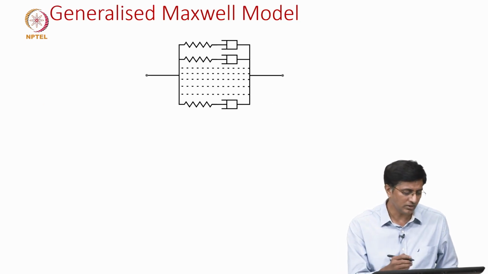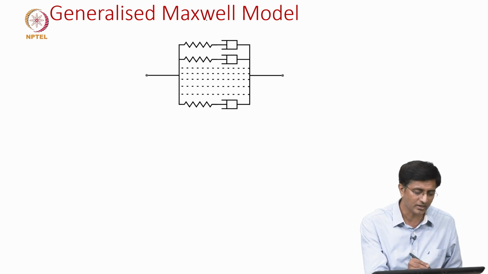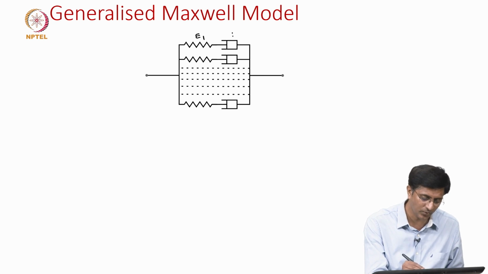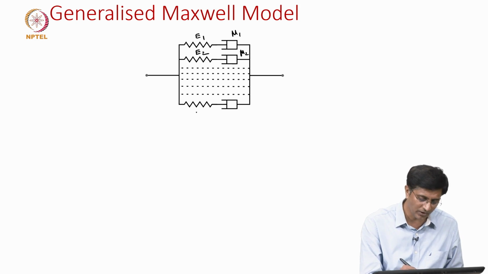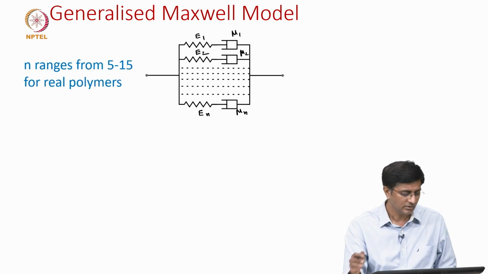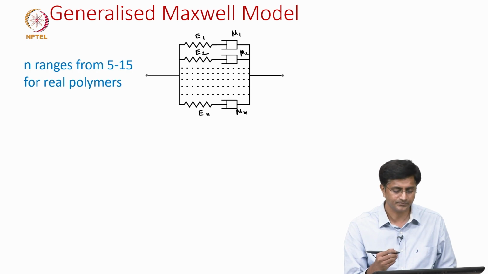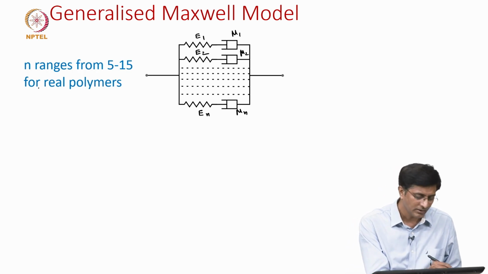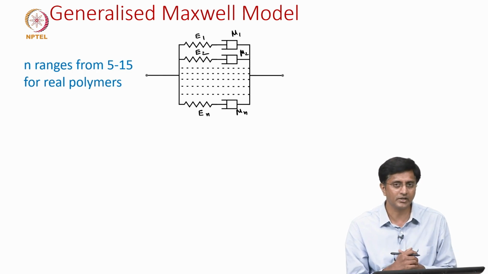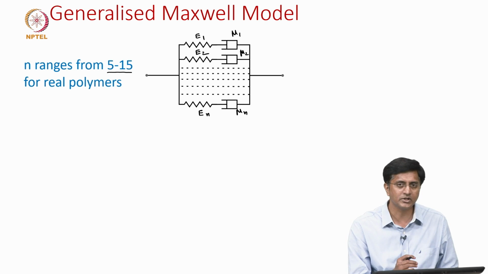That is what we will now see, and which we now call the generalized Maxwell model, meaning that you have the first Maxwell with E1, mu 1, second with E2, mu 2, and so on until n, En, mu n. Earlier we mentioned that this n will usually be a large number if you are trying to replicate a real polymer, sometimes in the range of 5 to 15.